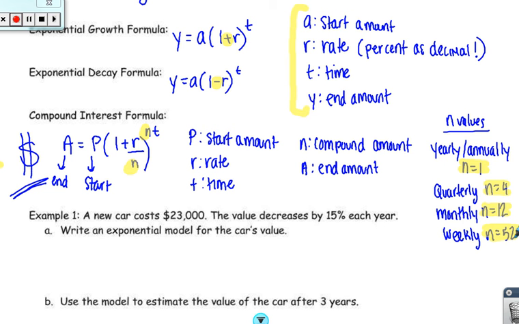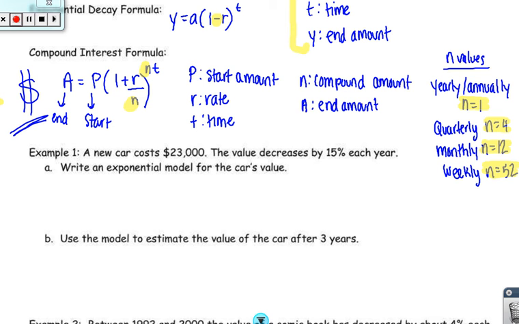Okay, looking at example 1. We have a new car and it costs $23,000. As soon as you drive that car off the lot, it depreciates. It goes down in value. New cars decrease by a lot in those first couple of years. So this car decreases by 15% each year. Can you write me an exponential function for this?